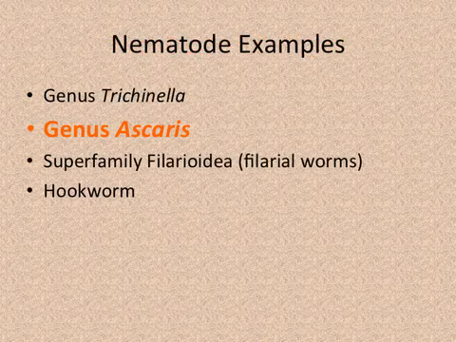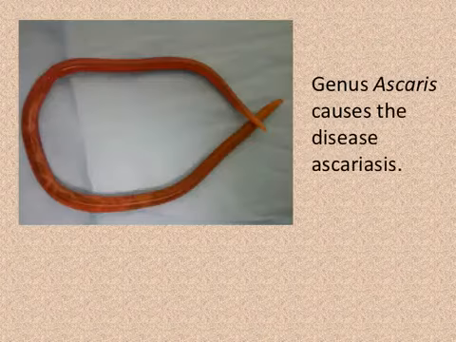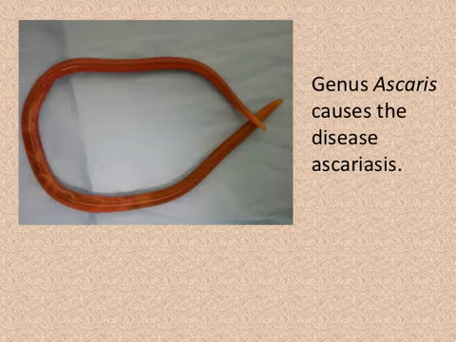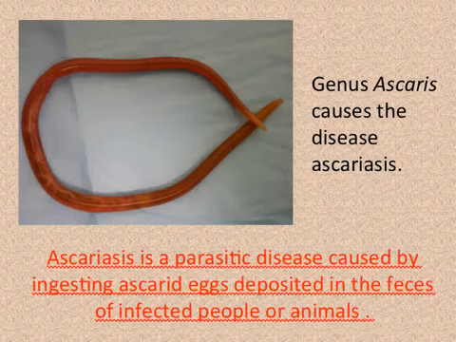The next example we're going to be learning about is genus Ascaris. Here's a picture of an ascarid worm or an Ascaris worm, and the genus Ascaris causes the disease Ascariasis. Ascariasis is a parasitic disease caused by ingesting ascarid eggs deposited in the feces of infected people or animals.